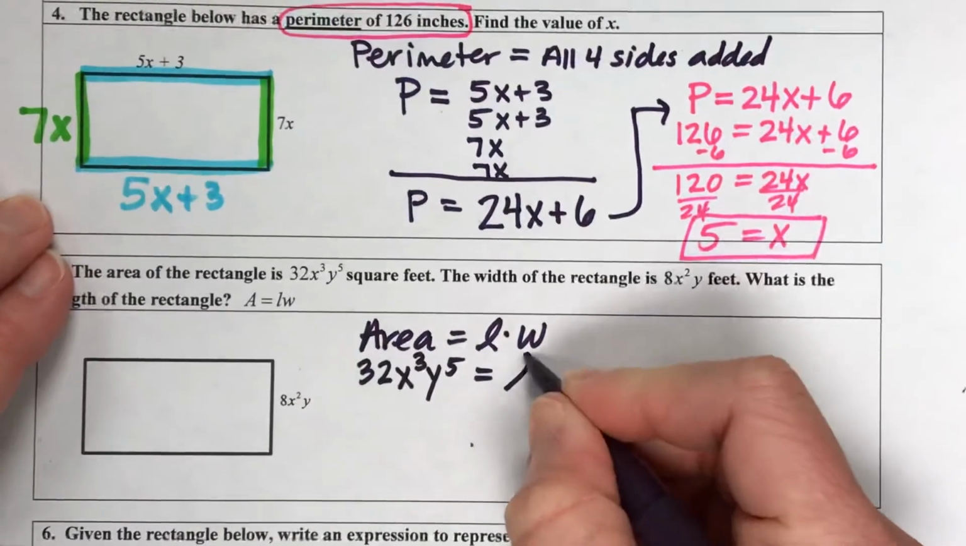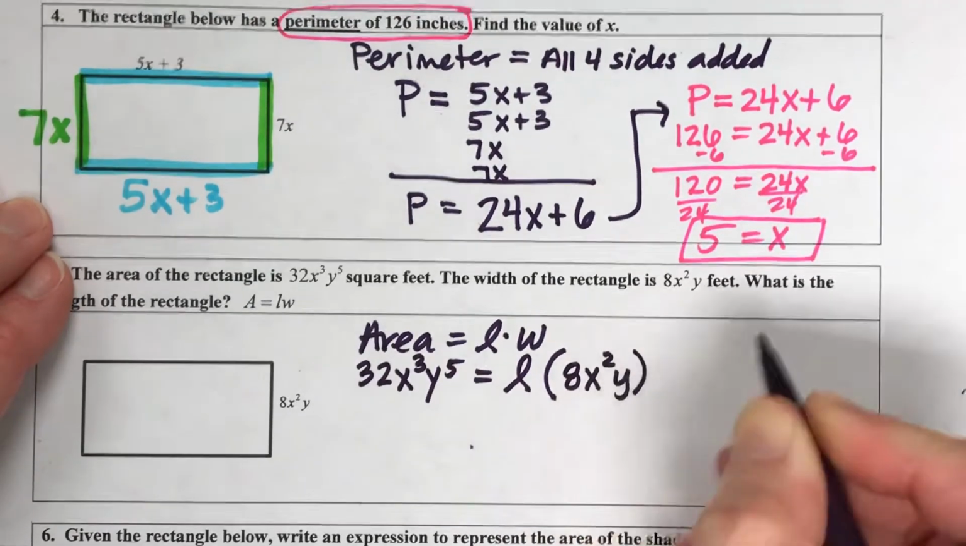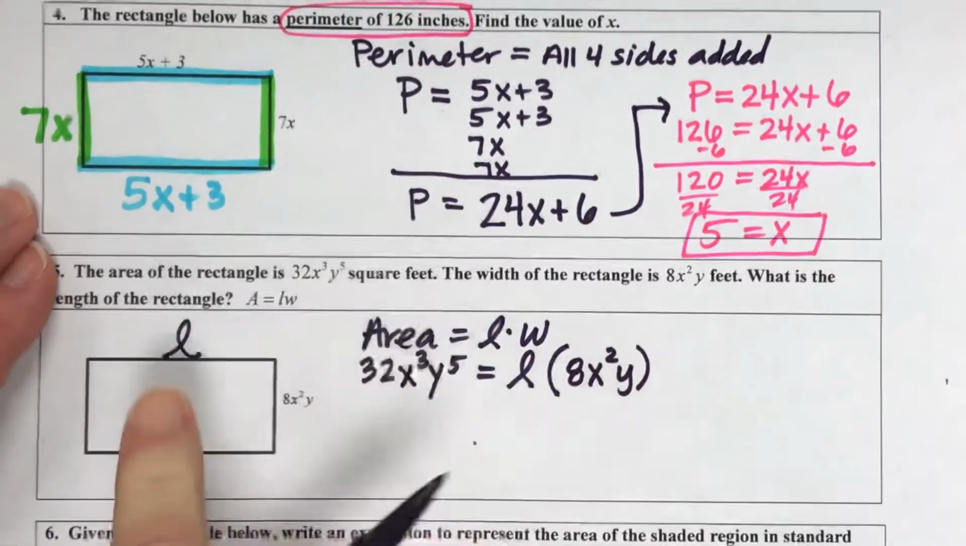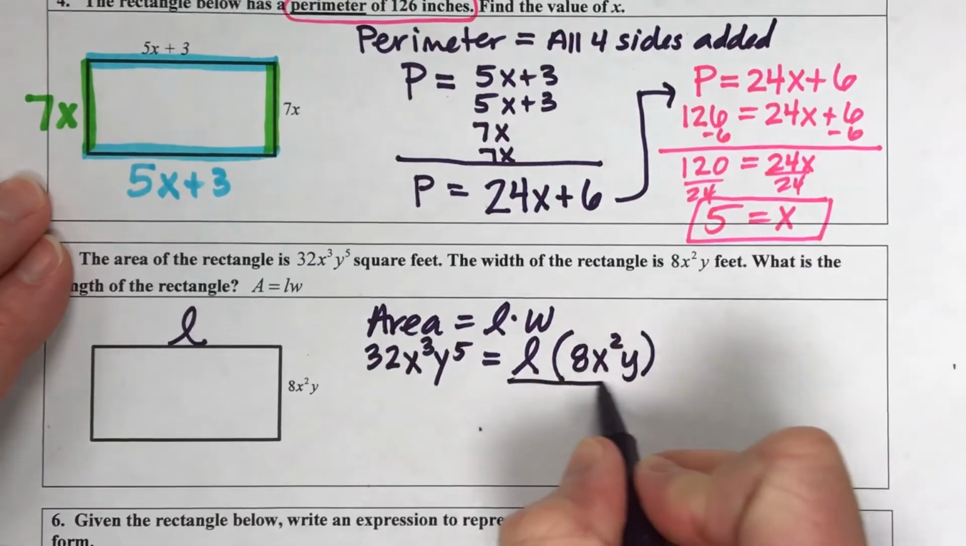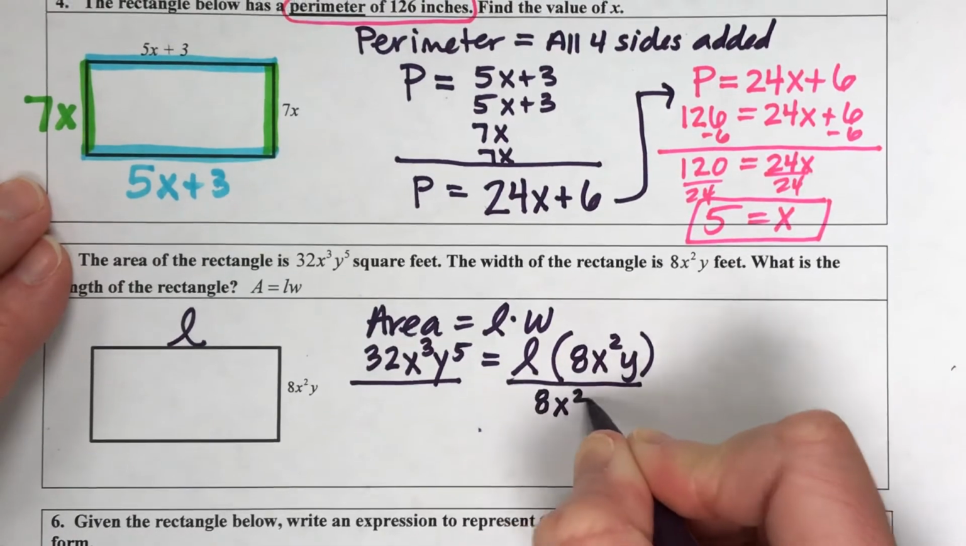and set that equal to my length times the width, which is 8x squared y, because that's one of the dimensions they gave me. And so what I'm going to solve for is the length of my rectangle, that missing side length there. So on each side of my function, to solve for my length, I need to divide by 8x squared y.